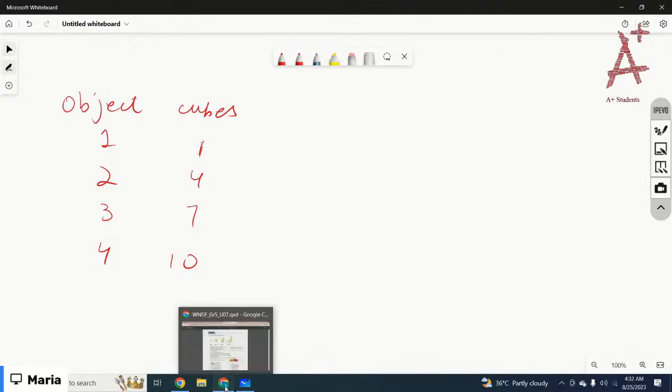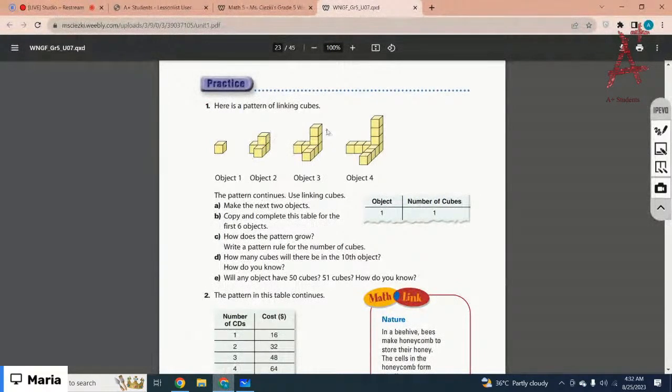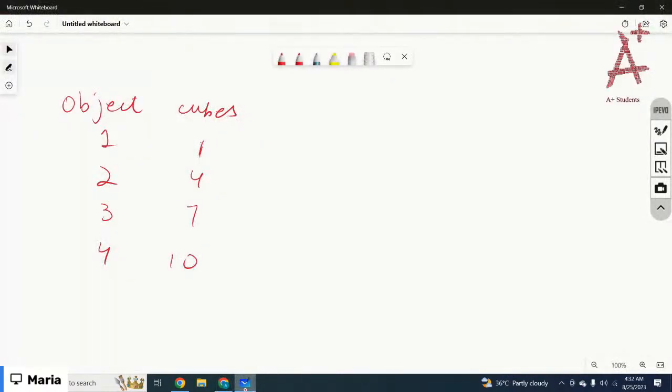Okay, you can see 1 is fixed. You add 3 every time, right? Then 2 plus 4 plus 3, then 7 plus 3. Every time you add 3, right?